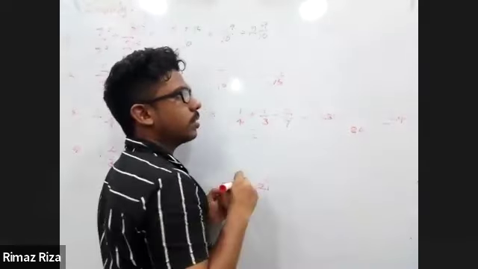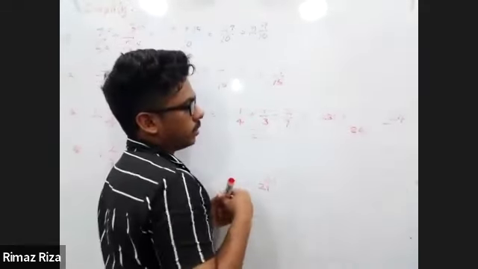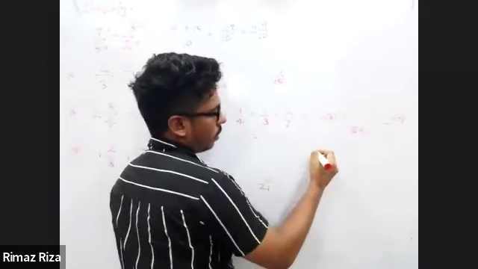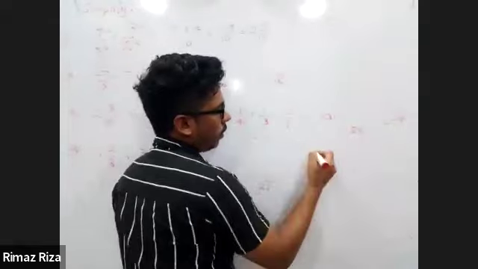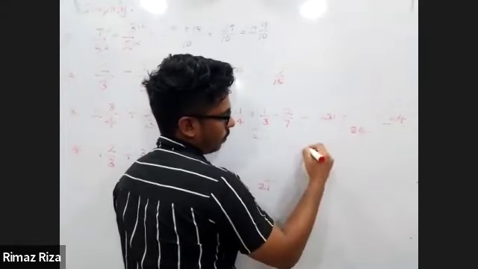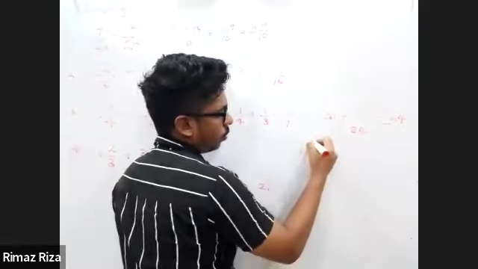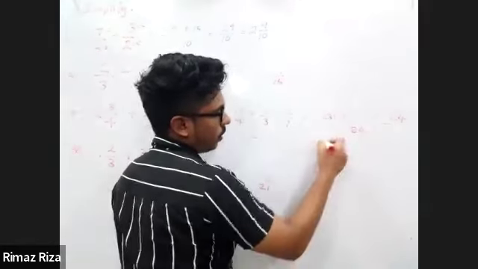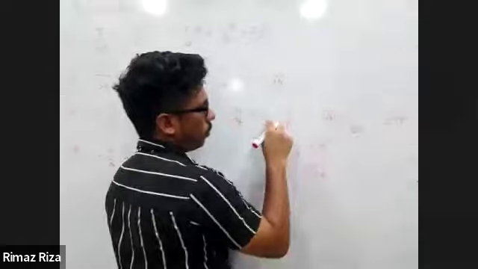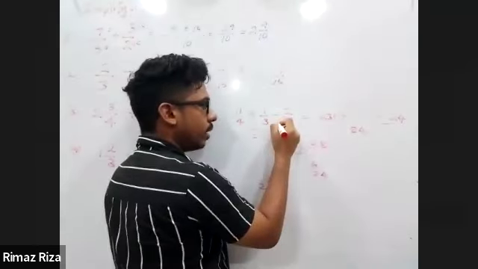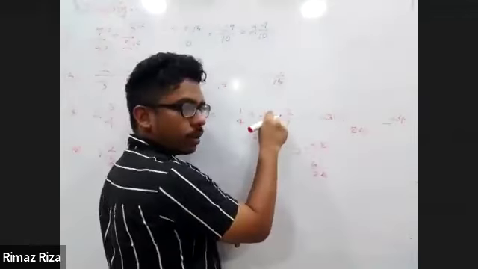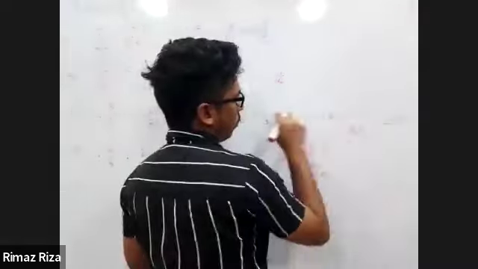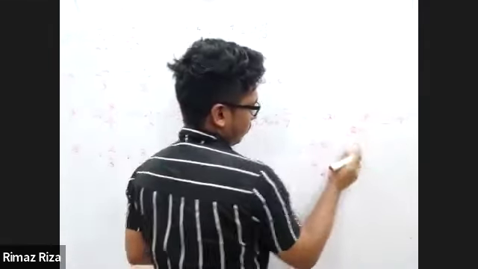4 into 7 is 28. So 28 into 3 is 84, right? So for 84, you have to divide by 3. 3 into 24 is 8. For 24, we have 28. So here we had to multiply by 28. So therefore, the numerator also we had to multiply by 28. So 1 into 28 is 28.